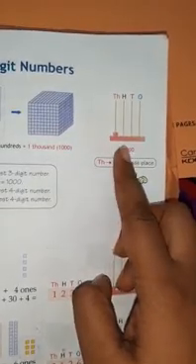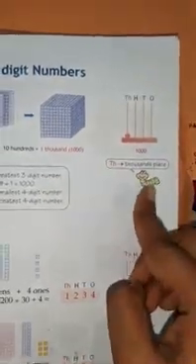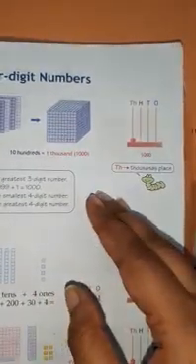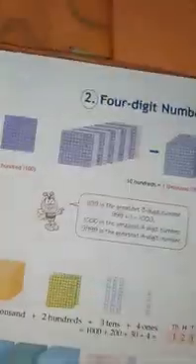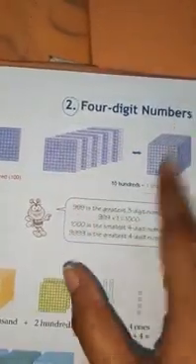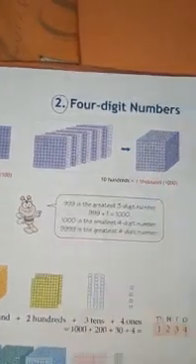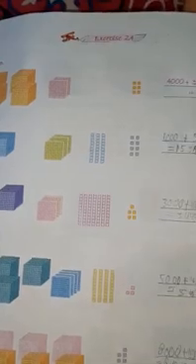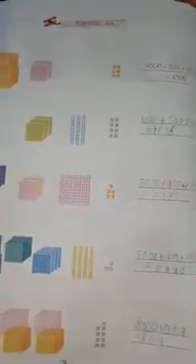In 3-digit numbers, you practiced only up to the 100 place, but here another new place is included, that is the 1000 place. 10 hundreds make a 1000. So without delaying, let's start your exercises one by one.